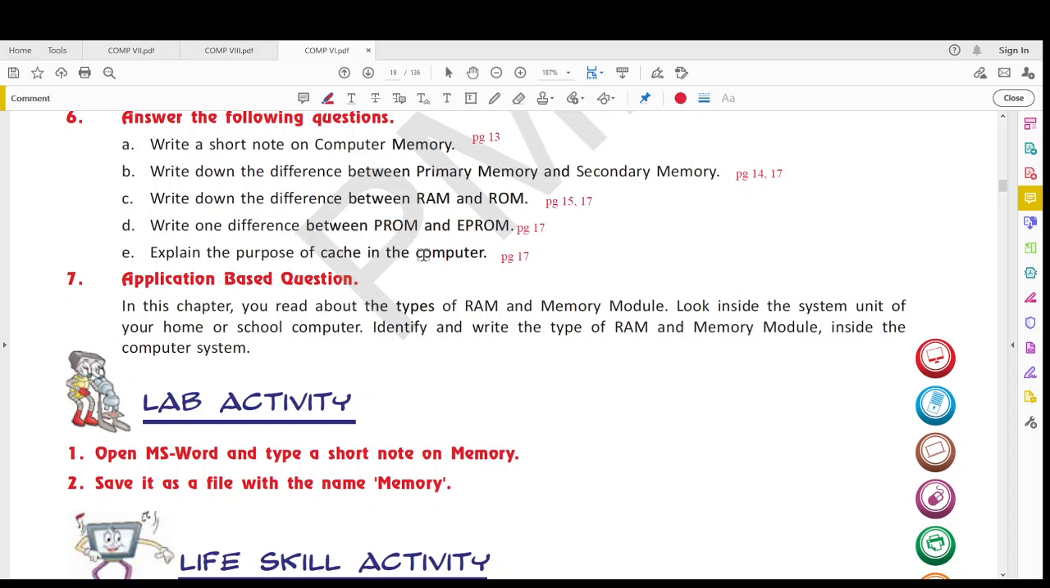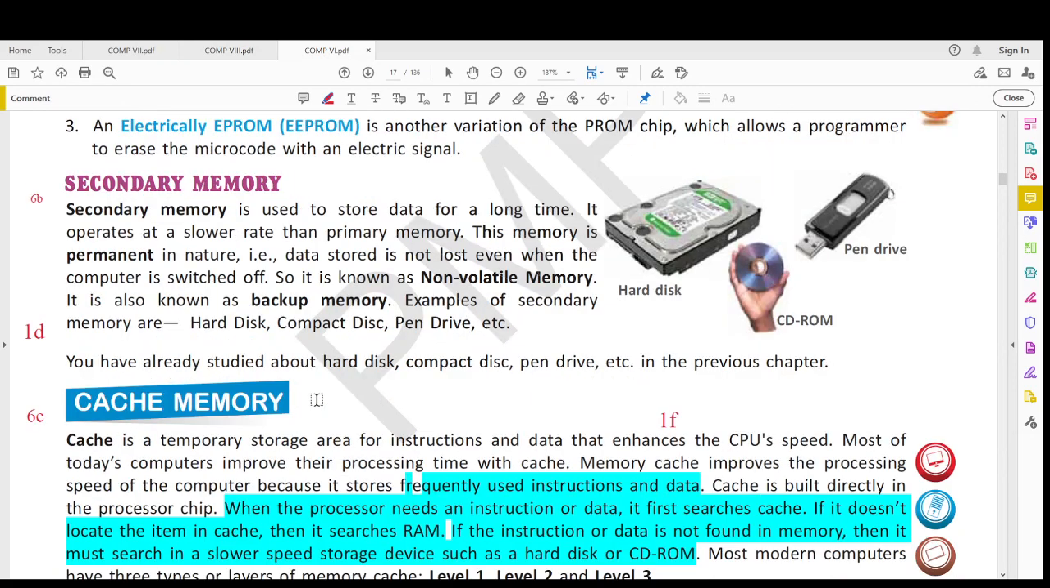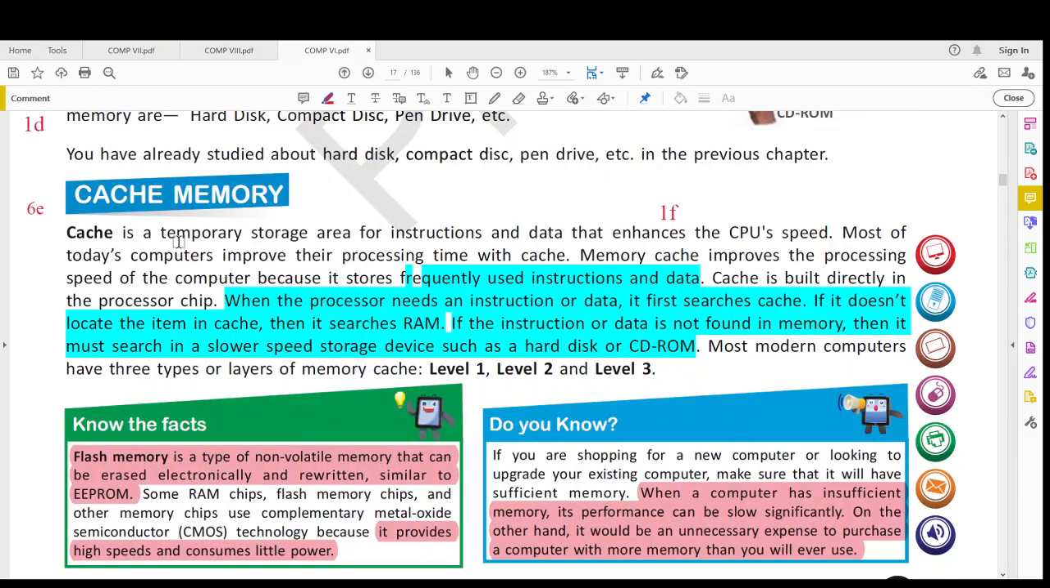Explain the purpose of cache memory in the computer. What is a cache memory? It is used in a computer to enhance the speed of the computer. Cache is a temporary storage area for instructions and data that enhances CPU speed. Most of today's computers improve their processing time with cache. Memory cache improves the processing speed of the computer because it stores frequently used instructions and data.